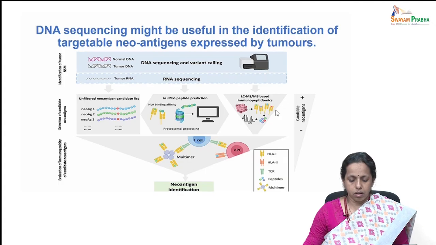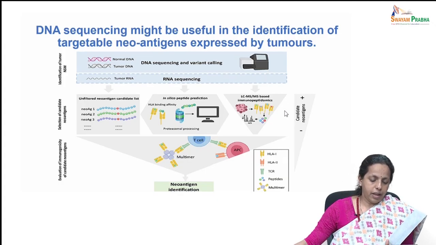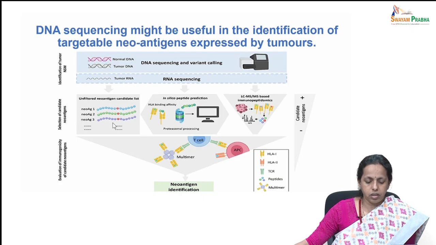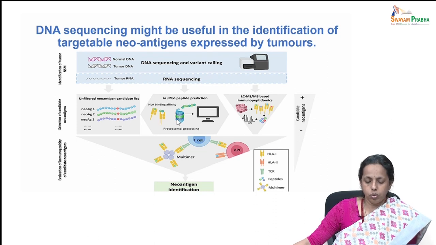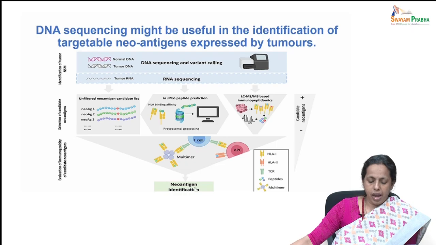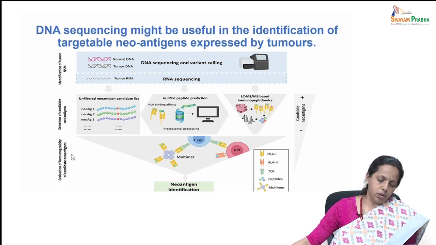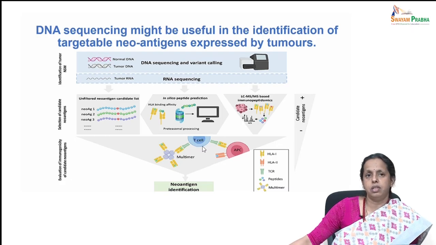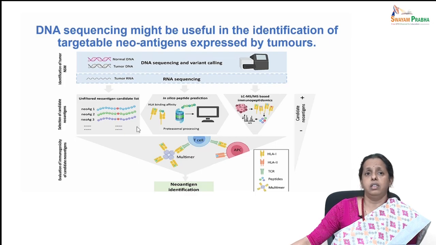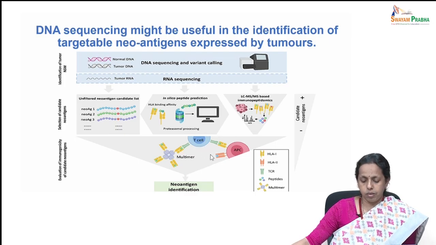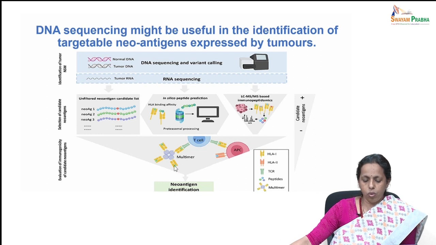So DNA sequencing can be used to look for variants. Then you have whole exome sequencing, and you identify the selection of candidates to use as neoantigens. This is the unfiltered neoantigen candidate list, and then you have the peptide prediction. You use not only DNA sequencing but also proteomics, and then you evaluate the immunogenicity of the antigens. For example, you may go through identifying an antigen and it is not able to induce an immunogenic response, using HLA1, HLA2, T cell receptors, and peptides. This is the whole neoantigen identification workflow.